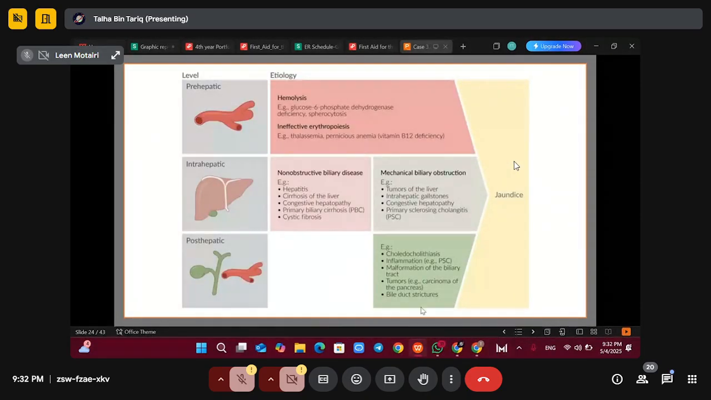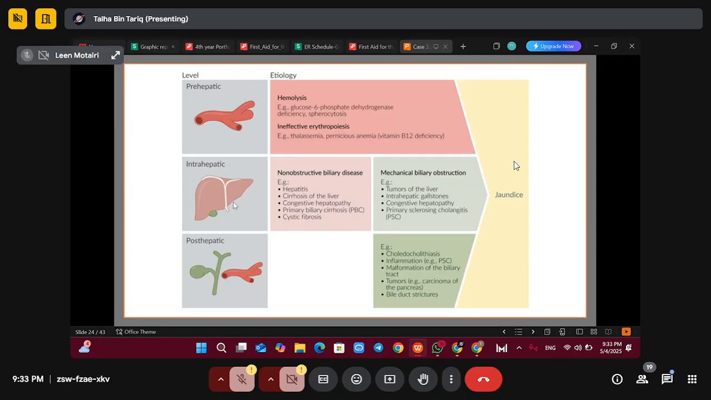So there can be any problem. For example, there can be inflammation in primary sclerosing cholangitis. There can be malformation of the biliary tract, a congenital problem. Choledocholithiasis is a stone within the common bile duct, right? All of these. Or there can be a bile duct stricture. All of these are post-hepatic and they are obstructing the bile flow, which is resulting in increased serum bilirubin, and this increased serum bilirubin is resulting in jaundice. So this is how we differentiate between prehepatic, intrahepatic, and posthepatic.